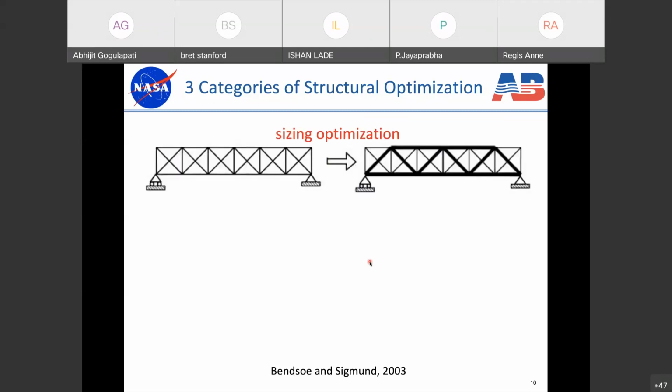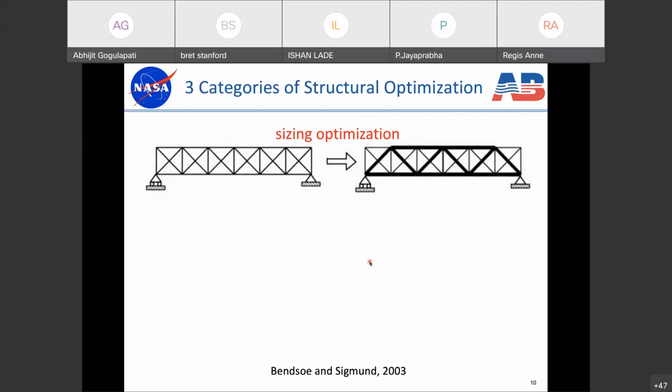Sizing optimization is the simplest of the three. It's the one that's been around for the longest. The idea is that you would have a truss structure of some sort, and you would ask your optimizer to find the optimal cross-sectional properties of each of those truss members in an effort to, say, minimize the mass of that structure subject to maybe stress constraints or buckling constraints or any sort of failure constraint that you might be interested in.